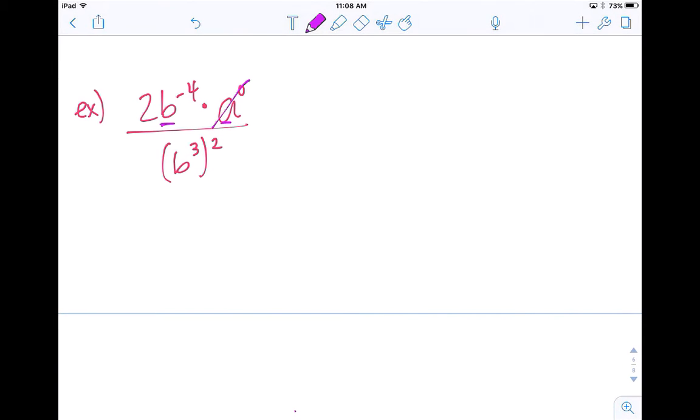So that means we just have 2b to the -4th power, and then in the denominator, we have a set of parentheses, so we're going to distribute that 2 inside to the 3, where we'll multiply those 2 numbers together. So 3 times 2 gives us 6.